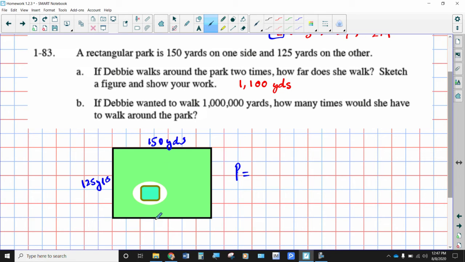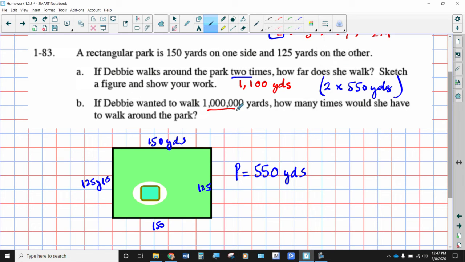So the perimeter is going to be the total sum of all of these sides. And that would be, what would this be? 150, 150 is 300. 125 and 125 is 250. That means that the total is going to be 550 yards to go all the way around 1 time. And so if you want to go around 2 times, that's going to be 2 times 550. So that would give you a total of 1,100 yards. What happened to my answers? I must have deleted something here. This is horrible. Okay, but luckily I remember what the answer is to this one.